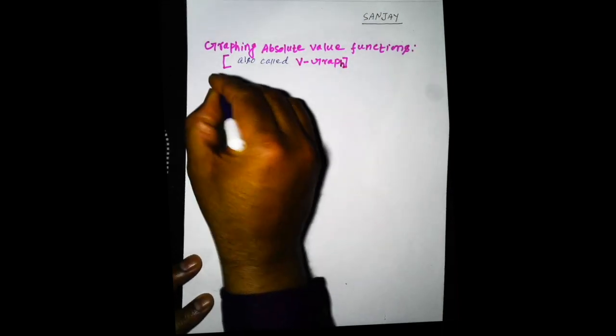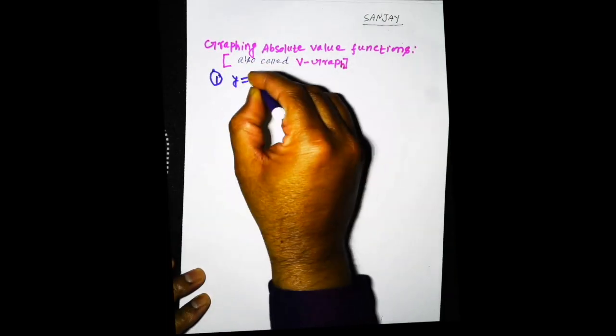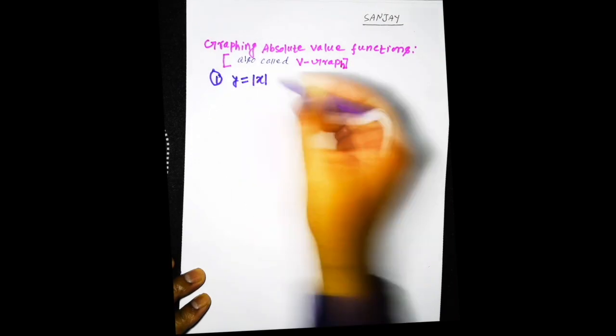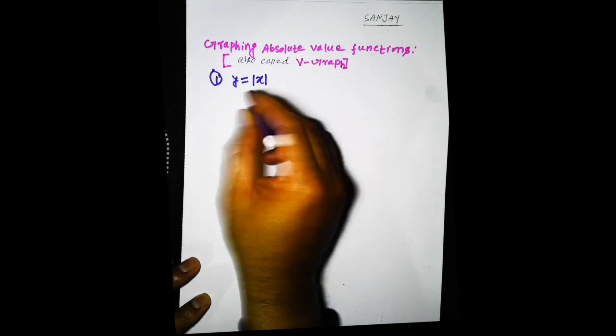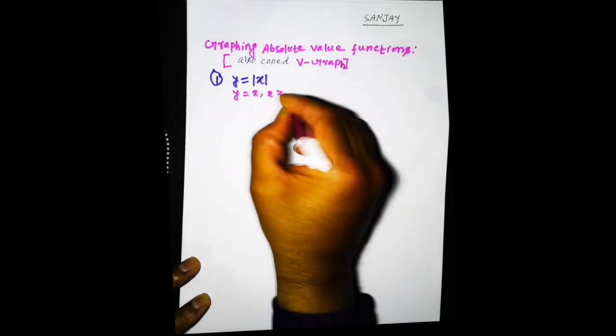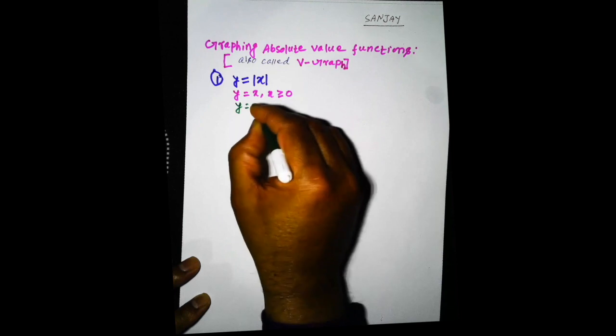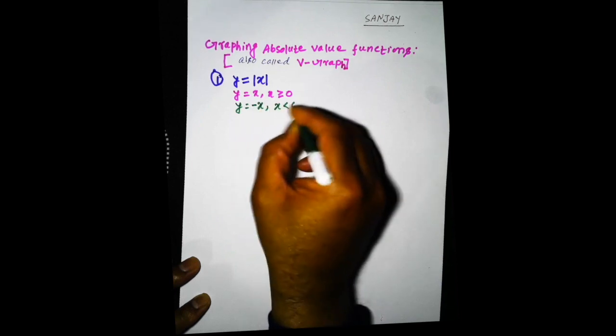Okay, so I will first start with graph 1. Graph 1 is for the function y equal to modulus of x. So let's see here. This modulus of x is two equations. One equation is y equals x when x is greater than or equal to 0, and another equation is y equals negative x when x is less than 0.